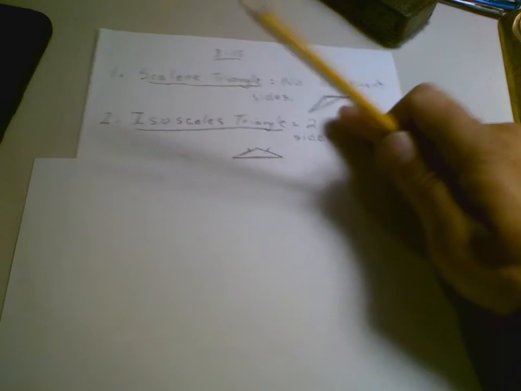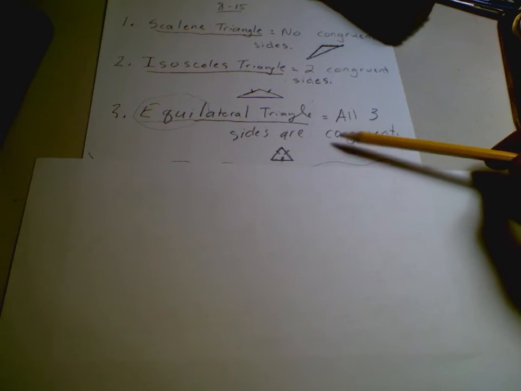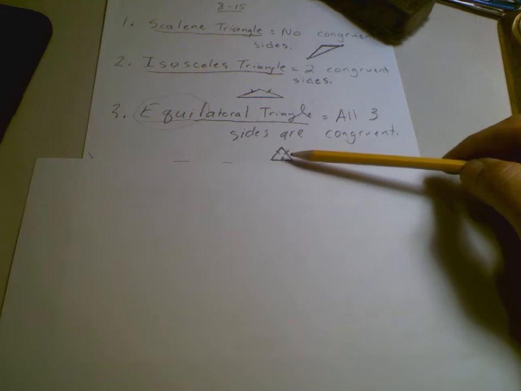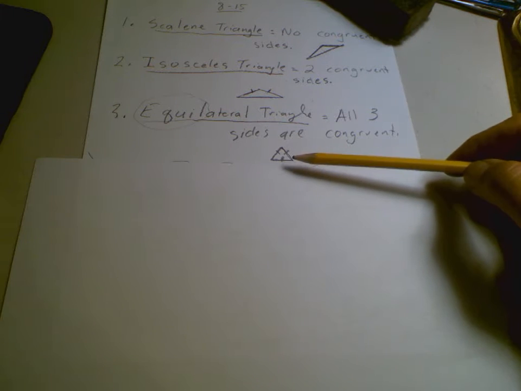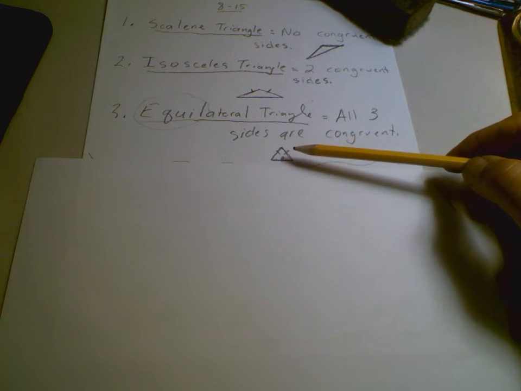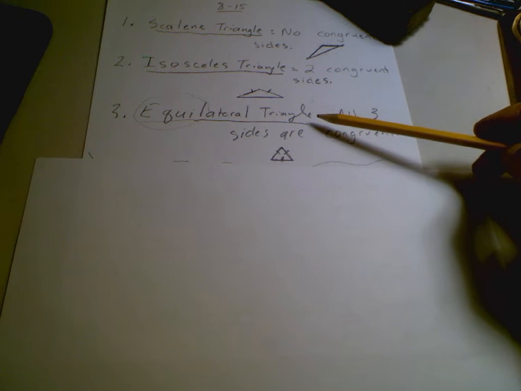Then we have a third option for a triangle, which is called an equilateral triangle. All 3 sides are congruent, which means all 3 sides of this triangle are the same. You can see right there that all 3 sides are the same. So that's equilateral. Your first part of the homework is basically asking yourself, is it scalene, isosceles, or equilateral?